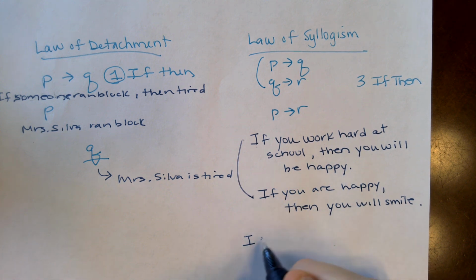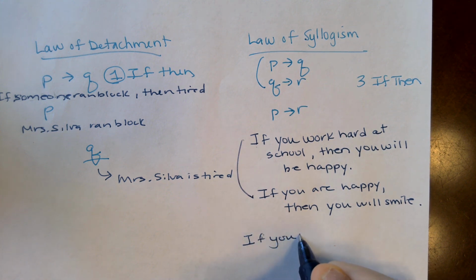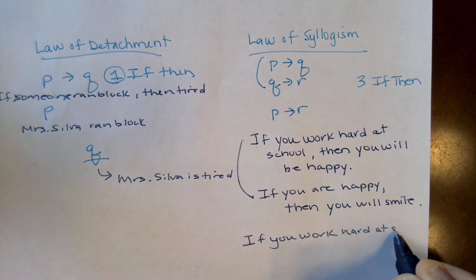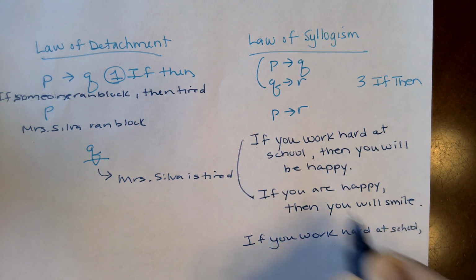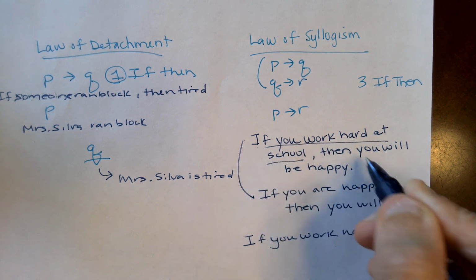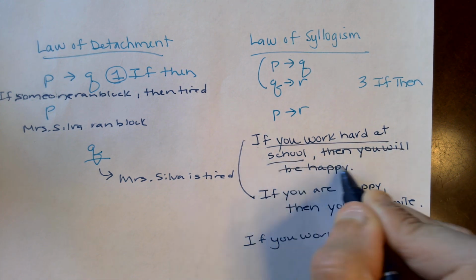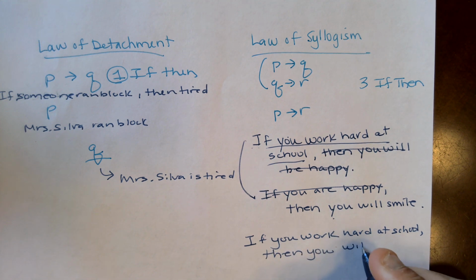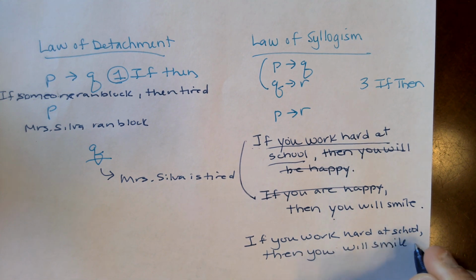So let's put it together. So if you work hard at school. So I took the beginning part here. And then this is the connector. You will be happy. That connects the two. So I just take the beginning and the end. If you work hard at school, then you will smile. So now that is the law of syllogism right there.